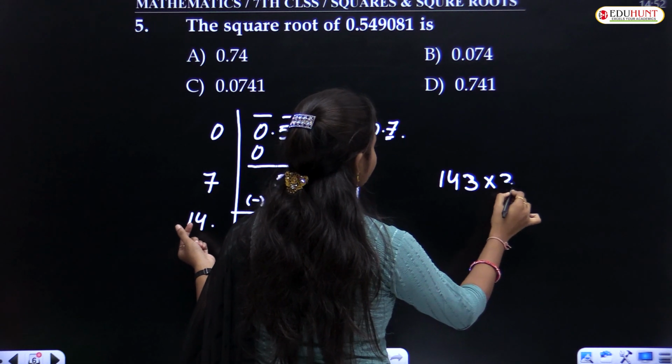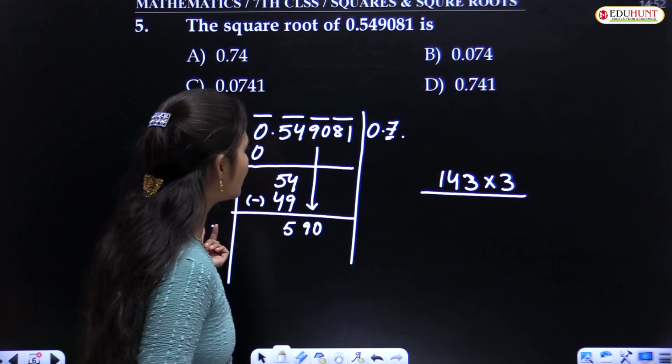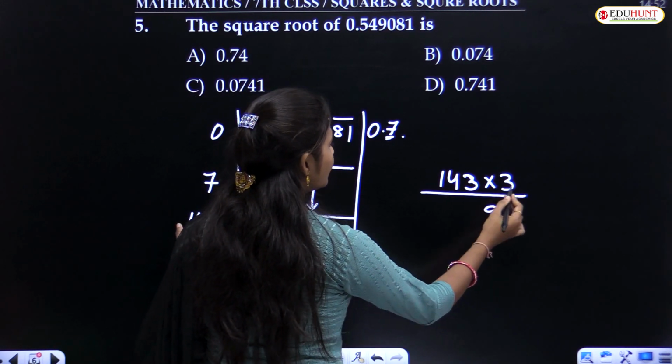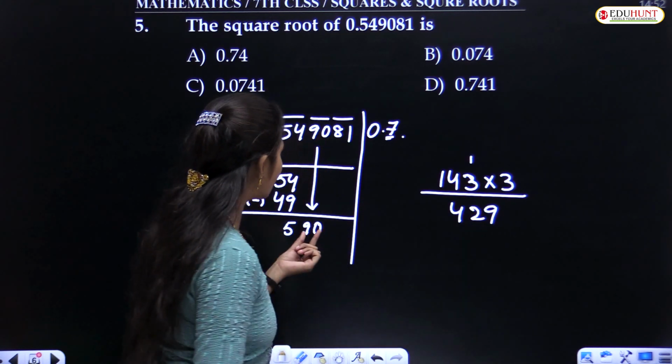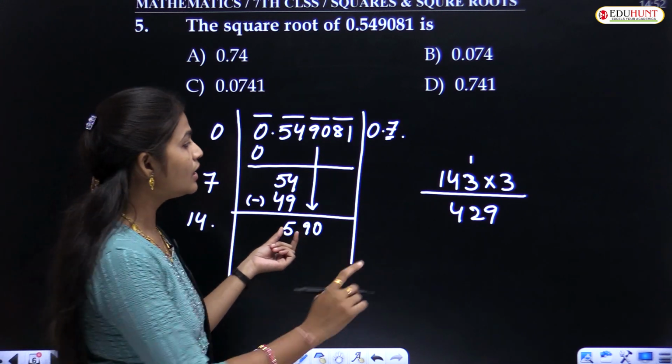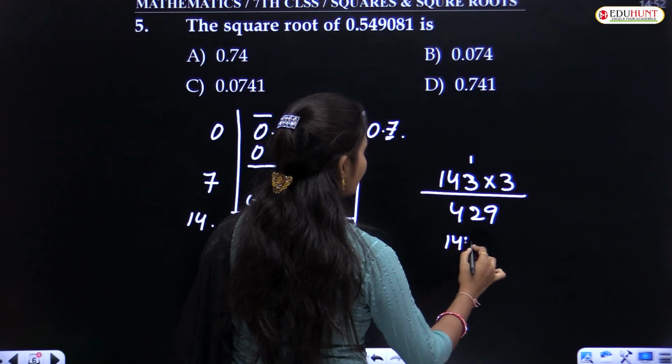143 into 3. Just multiply this one, what will you get here? 3 3s 9, 3 4s 12. Next 3 1s 3 plus 1 is 4. So 429, that is less than 590. So next we will go for the next number.